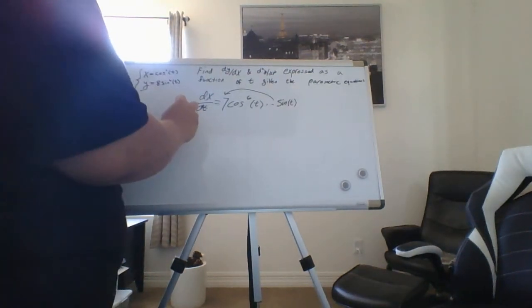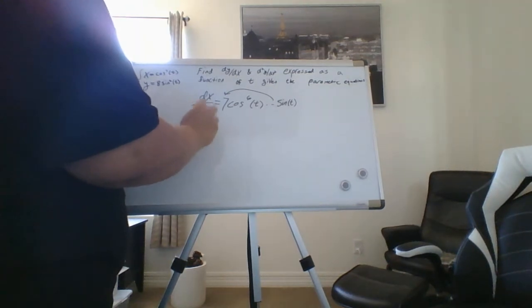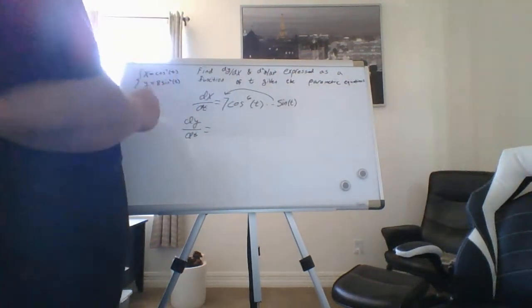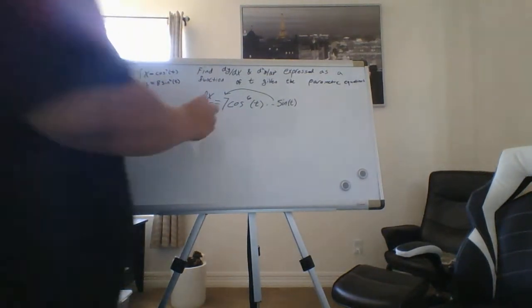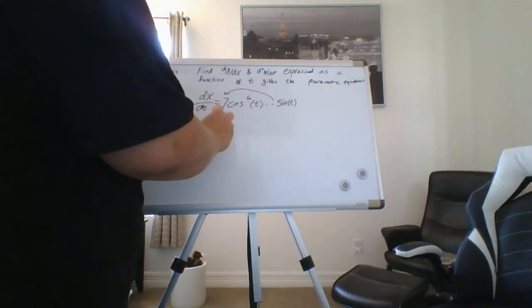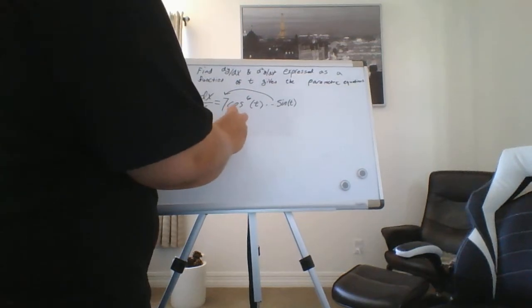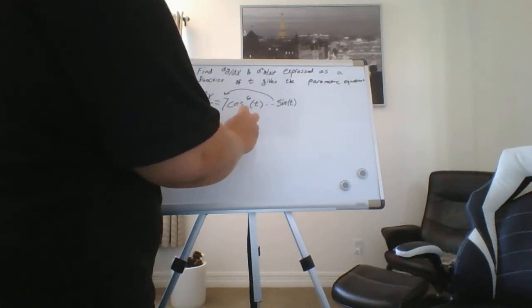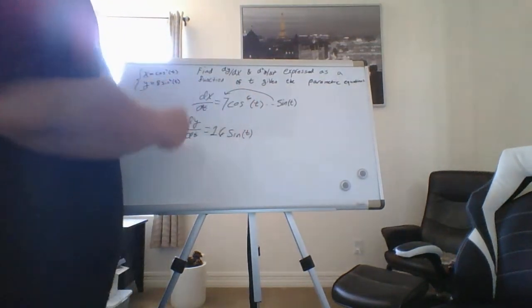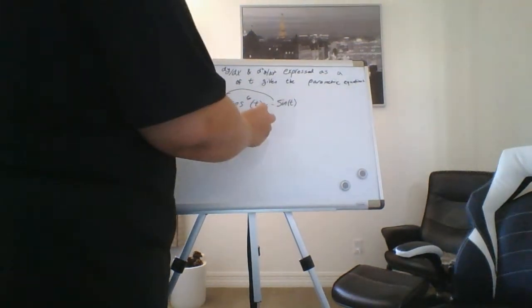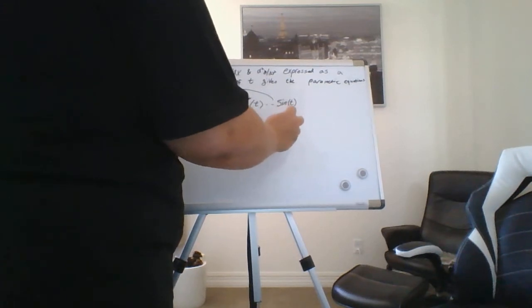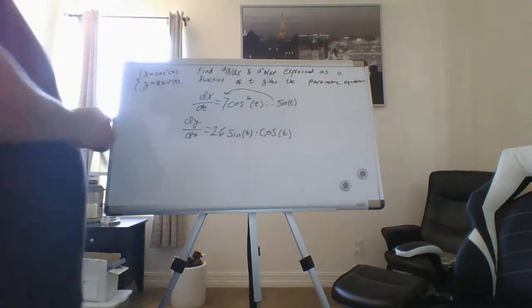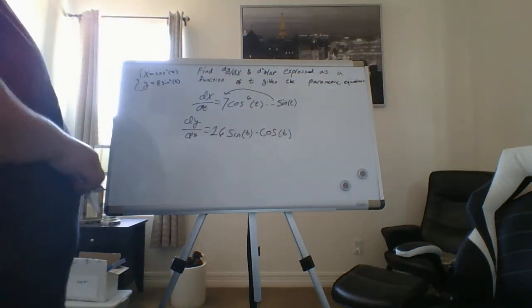Now, dy over dt equals, you take the squared and you multiply by 8, that gives you 16. Then you multiply that by cosine of t, and you have the derivative of dy over dt.